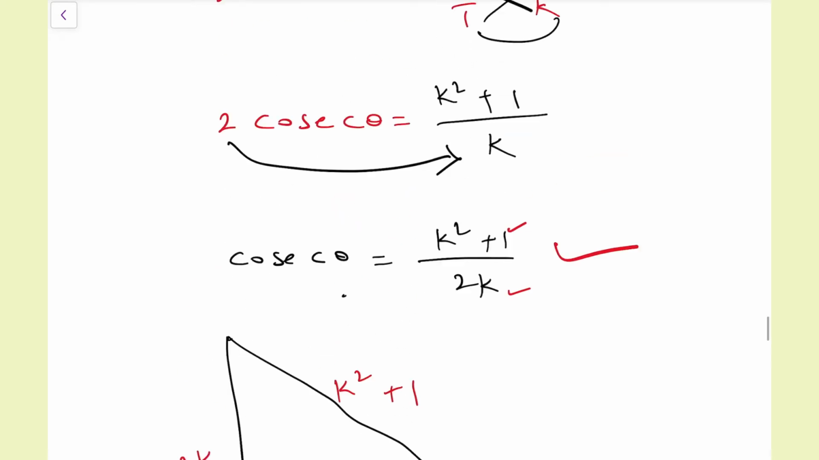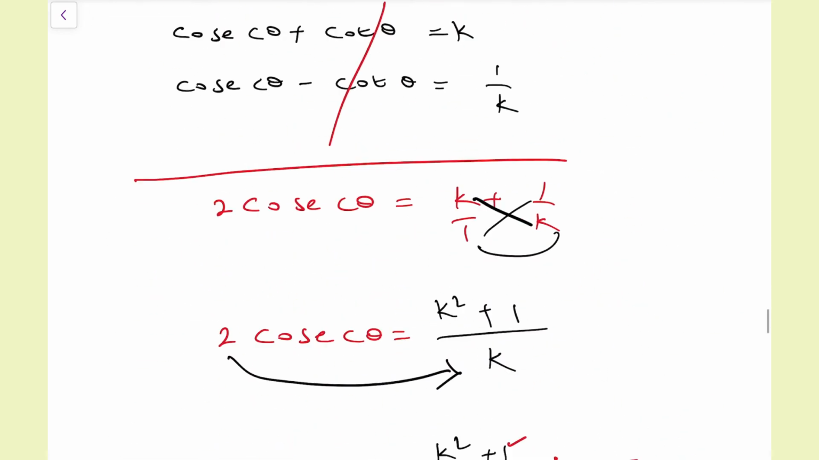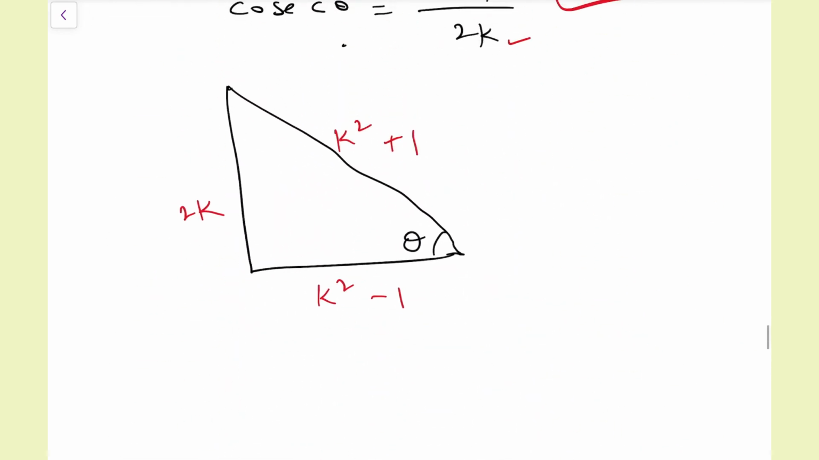So now he is asking us to show what is cos theta. So let us write cos theta from this figure. Cos theta equals, what is cos theta? Adjacent by hypotenuse. For theta, adjacent is k square minus 1 and hypotenuse is k square plus 1. So the cos theta value is (k square minus 1) by (k square plus 1).